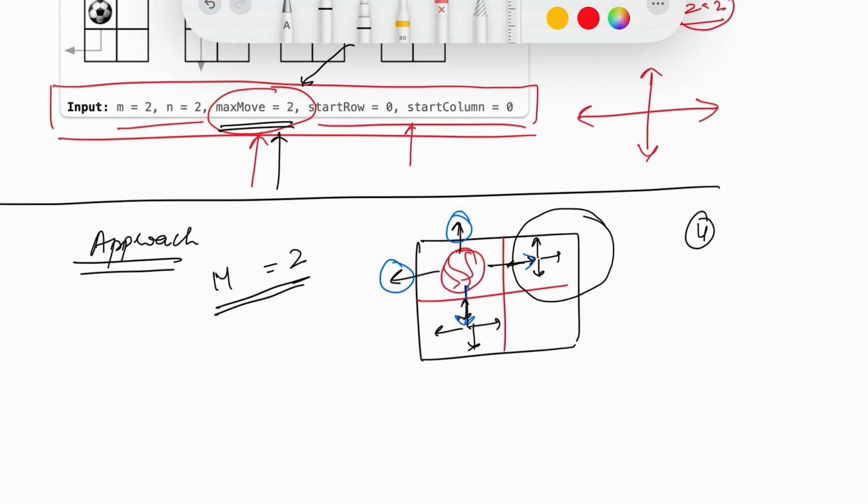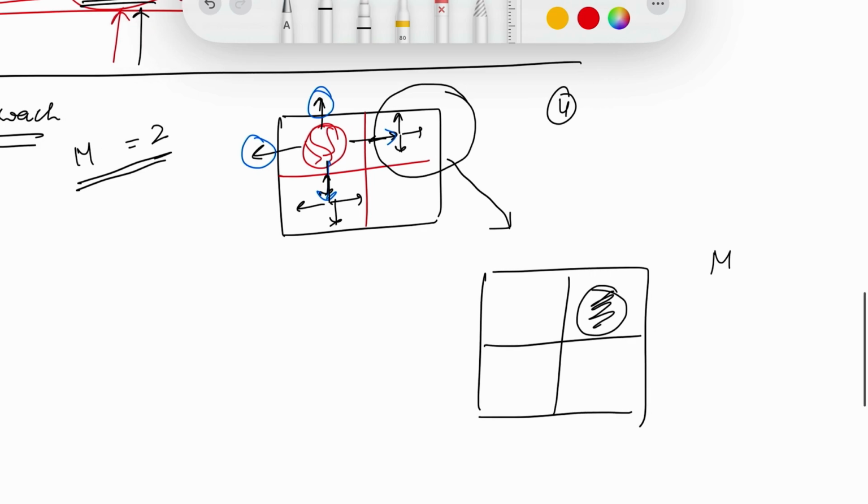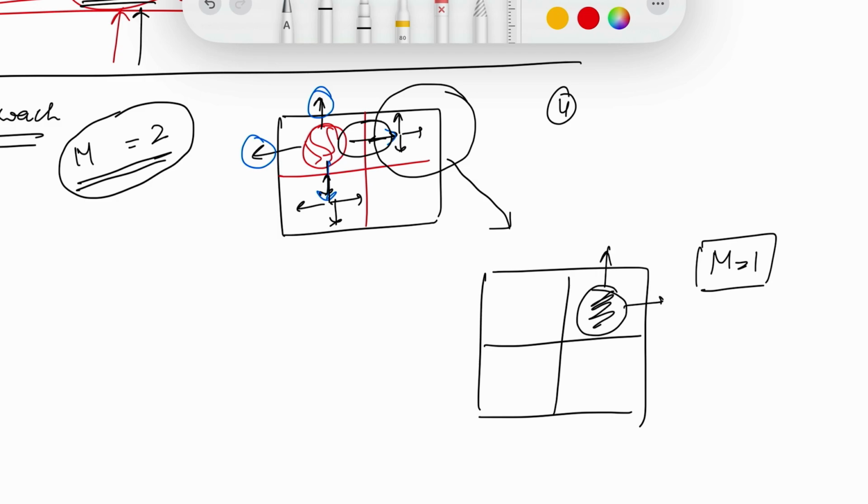If I zoom out this section, we have a grid and the ball is placed here, and we have to make it go out of boundary where capital M is 1, because we have already used one step here. Initially it was M equal to 2, now M equal to 1, and we have to make it go out of boundary within this m cross n grid, and the ball was initially at 0, 1.